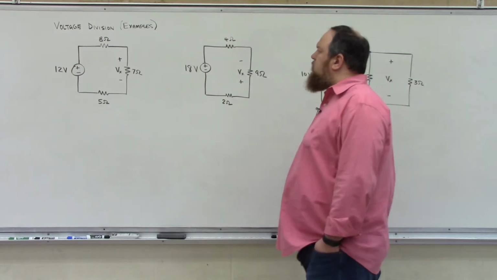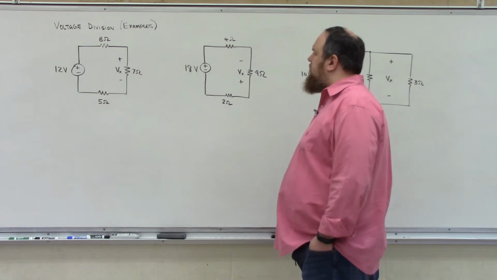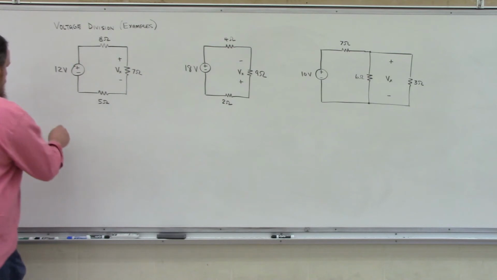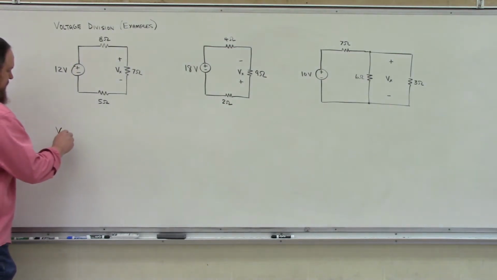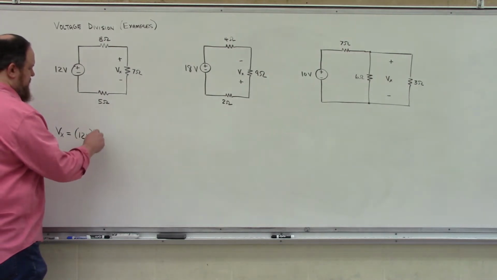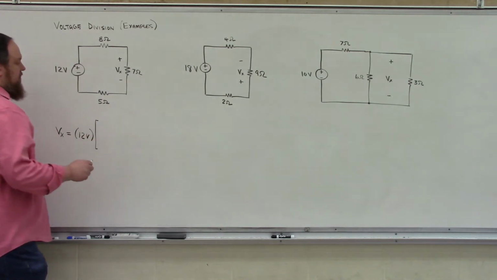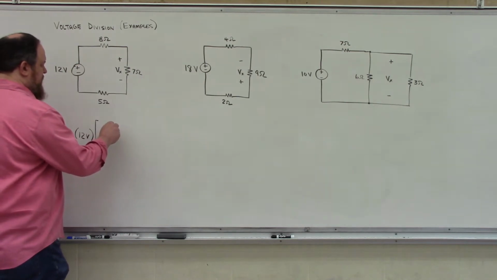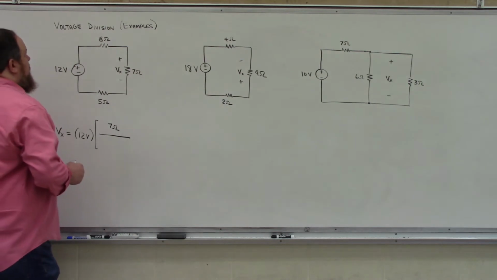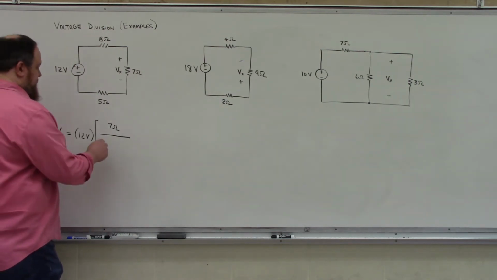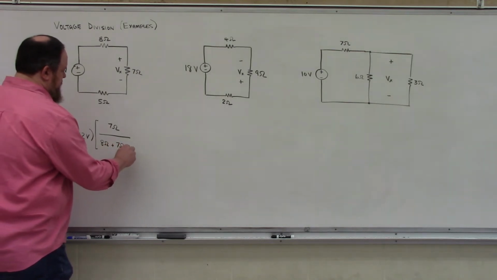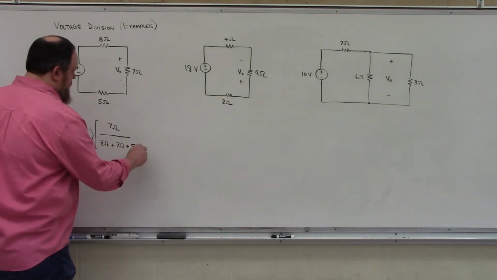Applying voltage division, we can find that the voltage Vx, the voltage drop over the 7 ohm resistor, is simply Vx is equal to our source voltage, 12 volts, multiplied by the resistance we want the voltage drop over, 7 ohms, divided by the total series resistance, which in this case is 8 ohms, plus 7 ohms, plus 5 ohms.